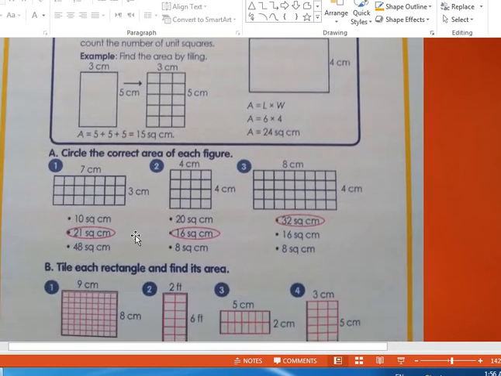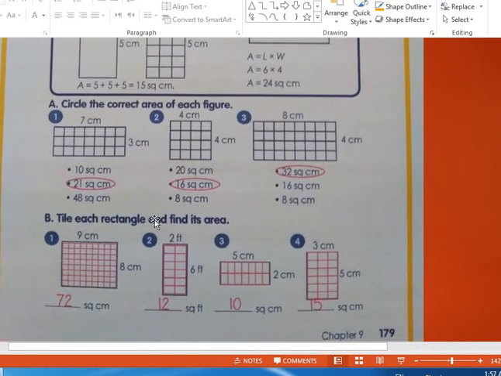Let's start with this. 7 and 3. 7 times 3 will give me 21. 21 what, miss? Square centimeters, because they are divided into square centimeters here. So in the area, mention that it's a square centimeter. Okay, you can just count or you can multiply the length times width here. And I want to show you another one.